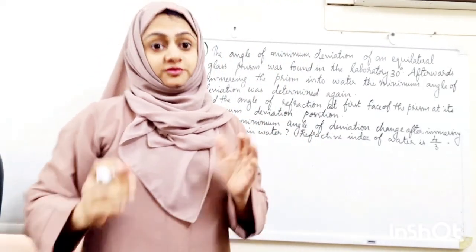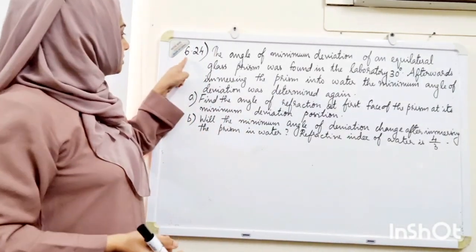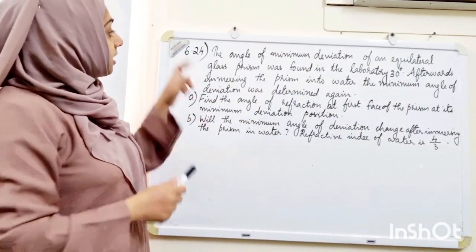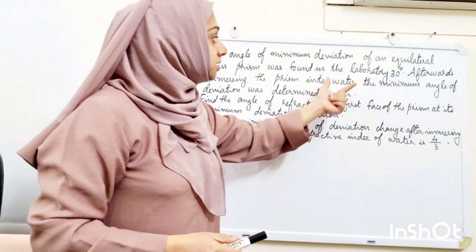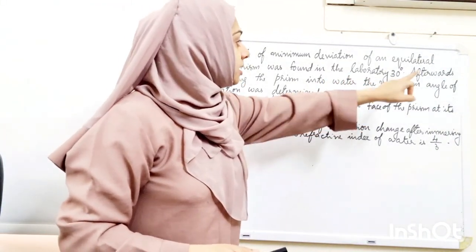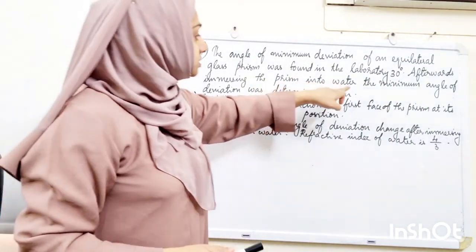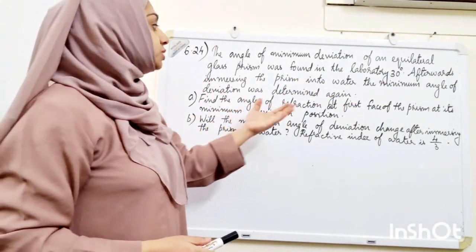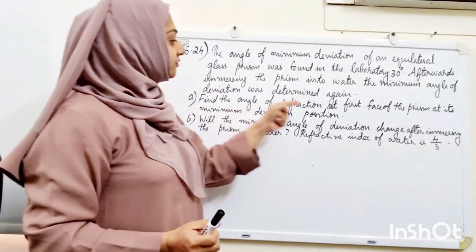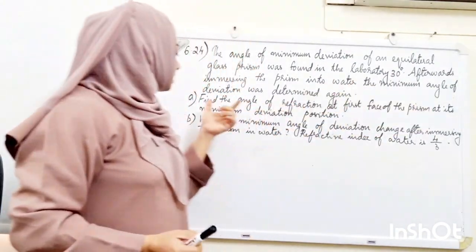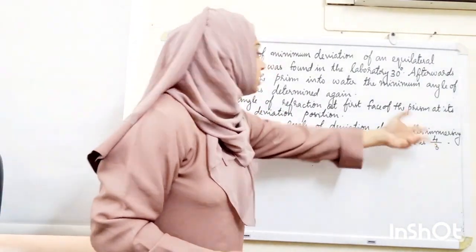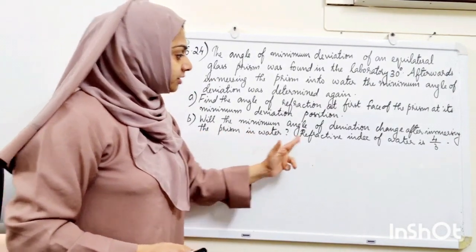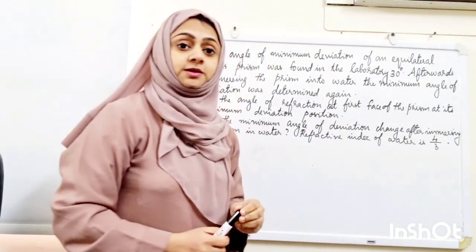Now let's see the last problem. The fourth and the last problem, which is 6.24, states that the angle of minimum deviation of an equilateral glass prism was found in the laboratory 30 degrees. Afterwards, immersing the prism into water, the minimum angle of deviation was determined again. Find the angle of refraction at first phase of the prism at its minimum deviation position. Will the minimum angle of deviation change after immersing the prism in water? Refractive index of water is 4/3.